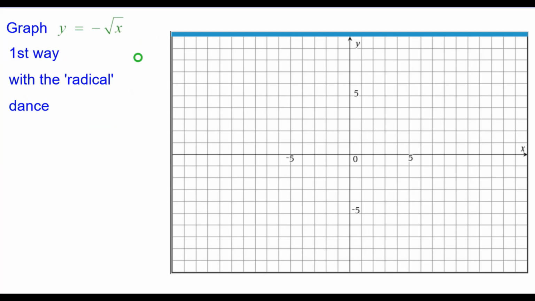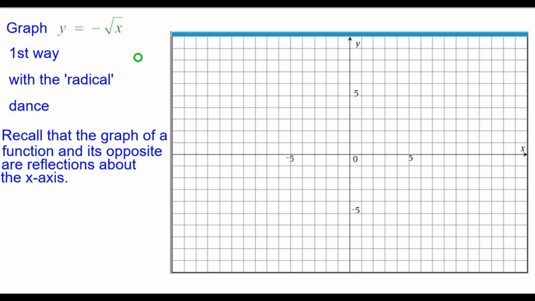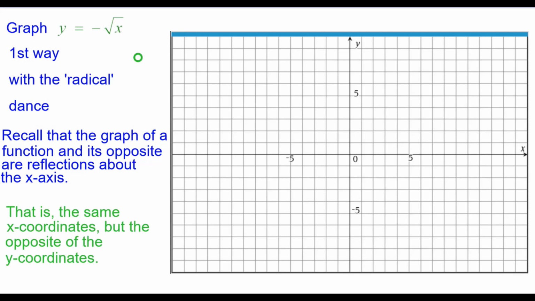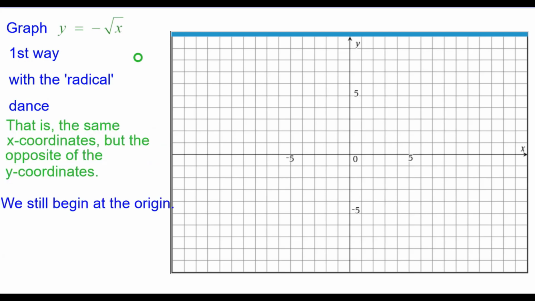We're first going to do it with what I call the radical dance. And please recall that the graph of a function and its opposite are reflections or mirror images about the x-axis. And that means that they have the same x-coordinates, but the opposite y-coordinates. So we're going to begin at the origin, because the opposite of the square root of 0 is still 0, so the origin is there.